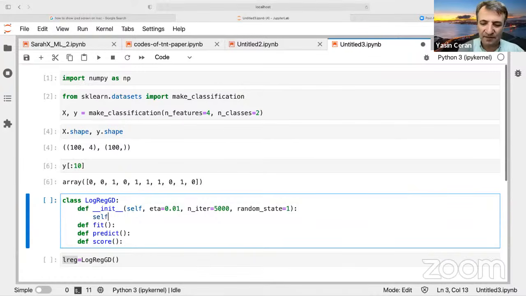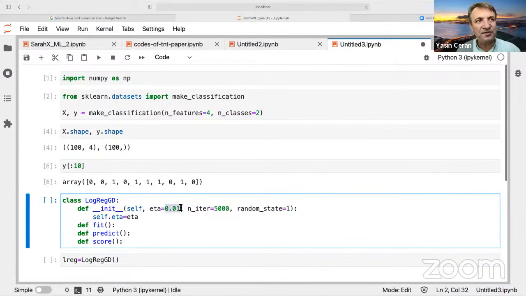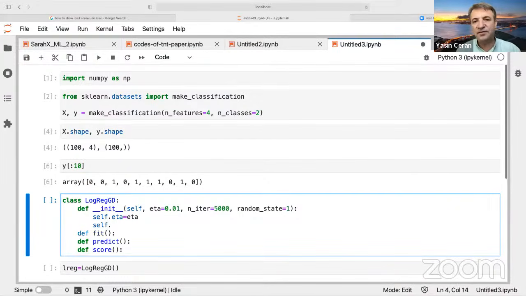Now self.eta is eta, which is this. When I call this function, if I don't specifically assign any eta value, this is the default eta value that I'll be using. Self.number of iterations is this.